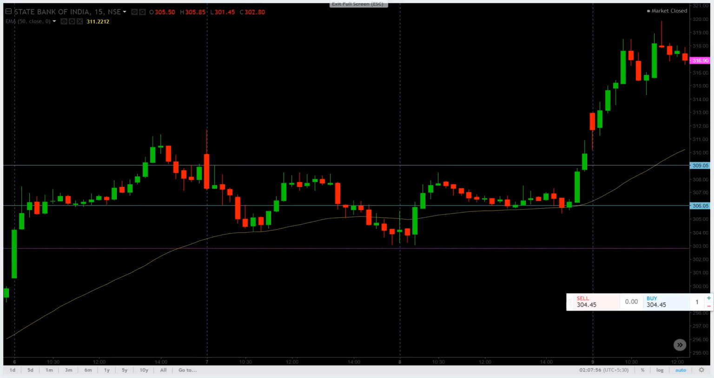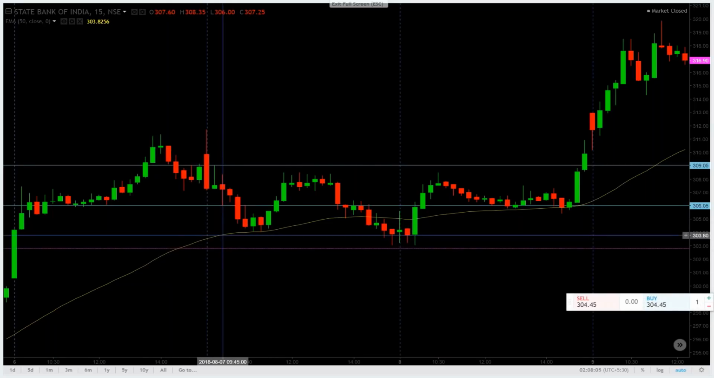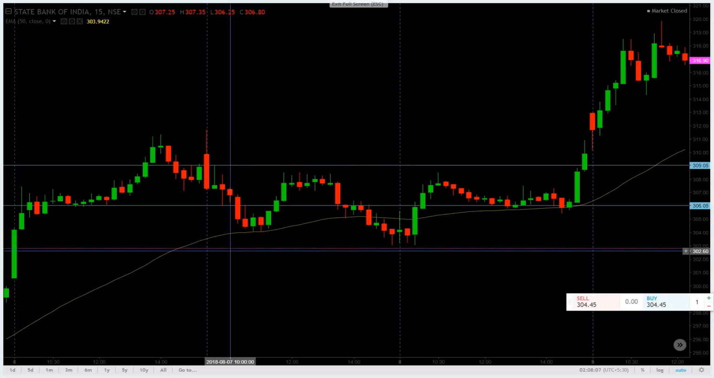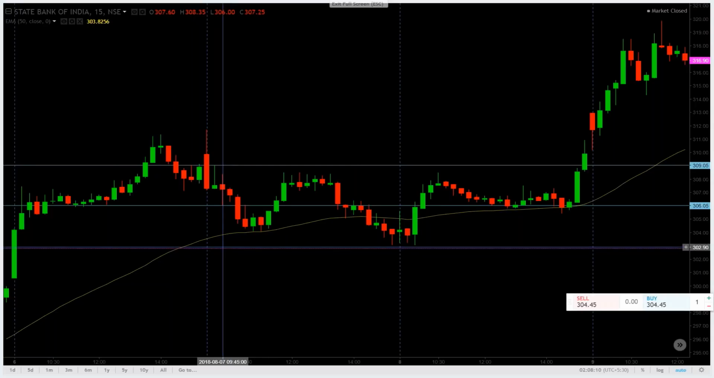I also called out one more filter: whenever you are entering into a trade, you have to ensure that the 50 exponential moving average line is at a distance of more than 1 rupee from the entry point. On this given day, the entry point could be 305 rupees 95 paisa. From there, it has to be 1 rupee. It means the value of this 50 exponential moving average should be minimum 304 rupees 95 paisa.